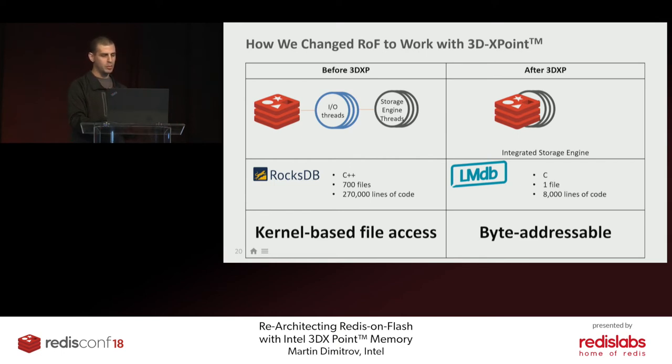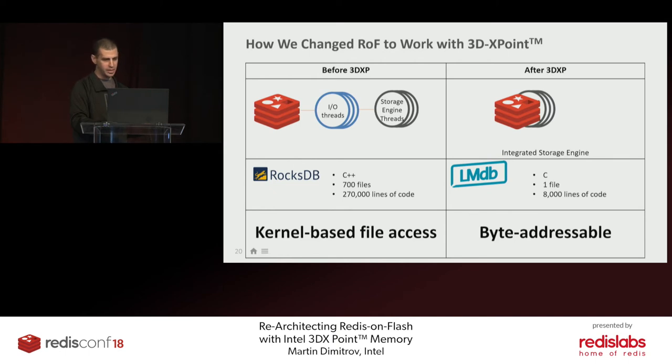For 3D XPoint, we replaced RocksDB with LMDB. It's a much simpler data store, which was originally designed to use memory map. So it works perfectly on 3D XPoint because it uses memory map over DAX, direct access. Once it memory maps the file, it can access 3D XPoint directly and without any kernel paging involved.